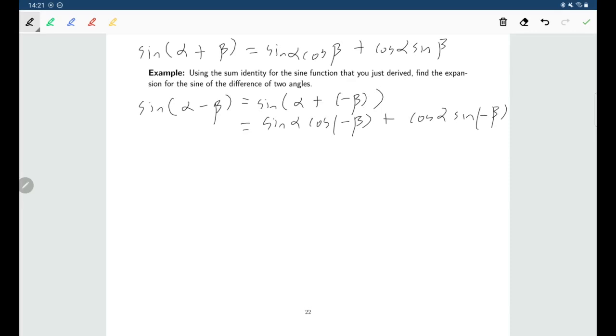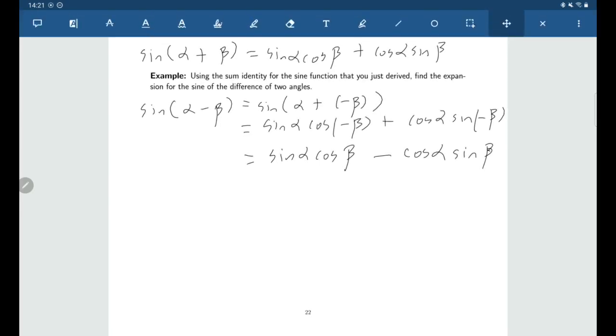And then, just like before, we're going to use the even and odd properties of our trig functions. Cosine is even, so cosine of negative beta is equal to cosine of beta. Sine is odd, so sine of negative beta is negative sine beta. And there we go. We've now generated our identity for sine of alpha minus beta.